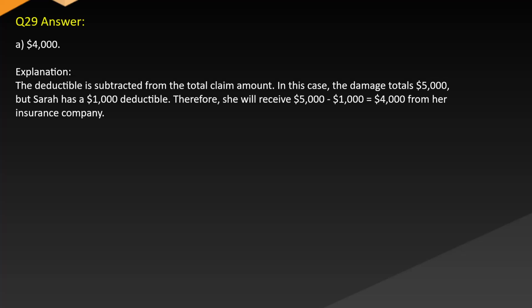Answer. A. $4,000. Explanation. The deductible is subtracted from the total claim amount. In this case, the damage totals $5,000, but Sarah has a $1,000 deductible. Therefore, she will receive $5,000 minus $1,000, which equals $4,000 from her insurance company.